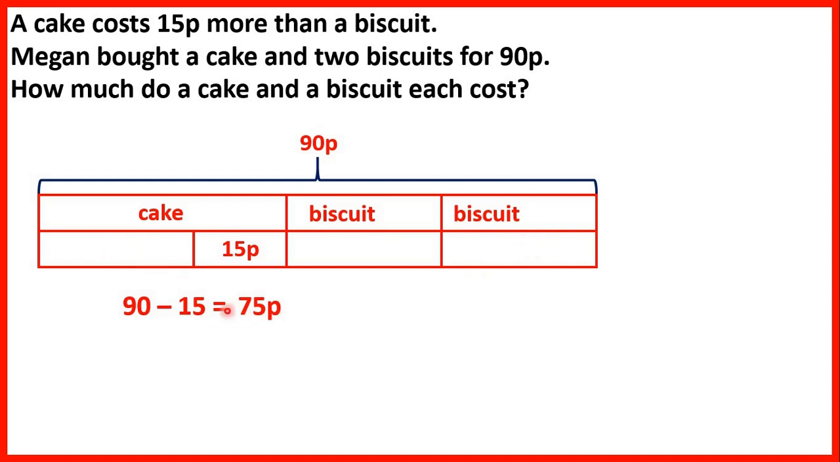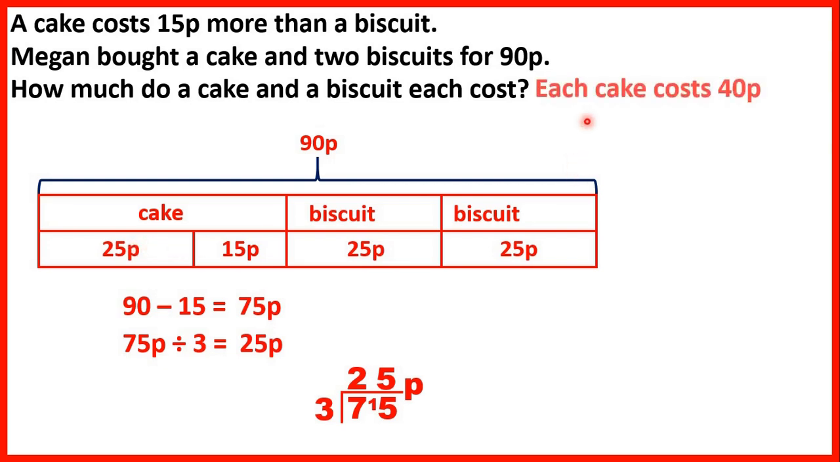And if 3 bars are 75p, we can find the value of each bar by dividing 75p by 3. That gives us 25p. So we know that each cake costs 40p because 25 plus 15 is 40. And we know that each biscuit costs 25p.